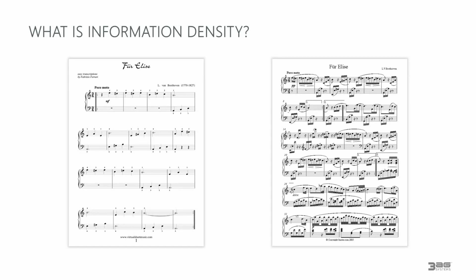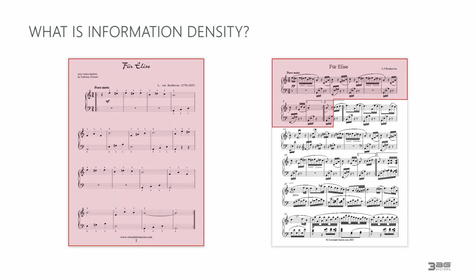Now, this is the same piece of music with many more notes on the same sheet of paper. You can see here that the entire page of music on the left fits into the smaller area of the sheet music on the right. We say that the information density on the right piece of paper is higher than the left piece of paper. We are fitting a lot more information in the same amount of space.